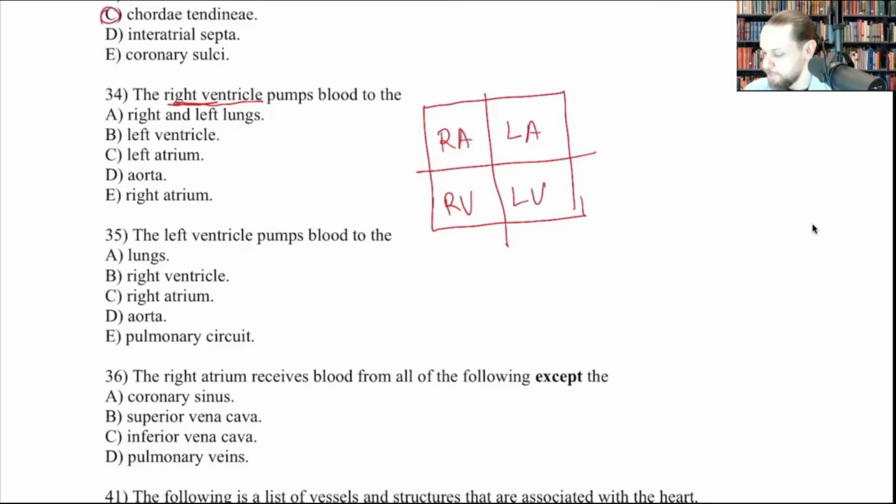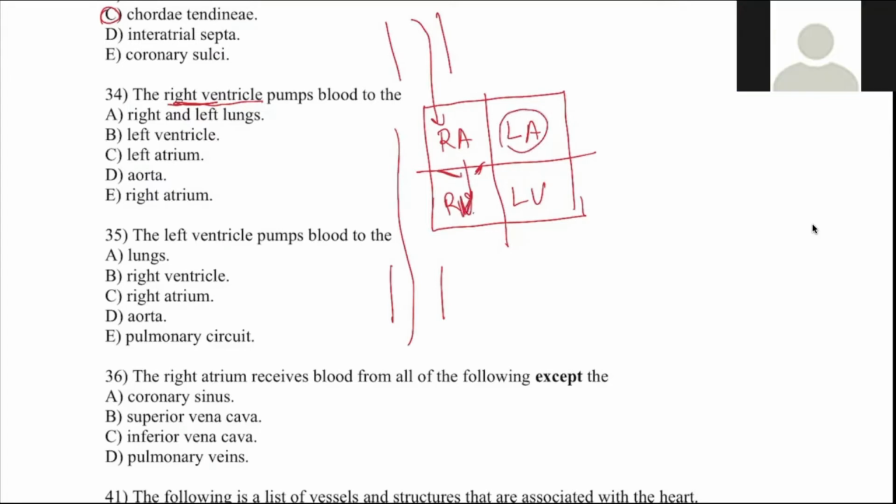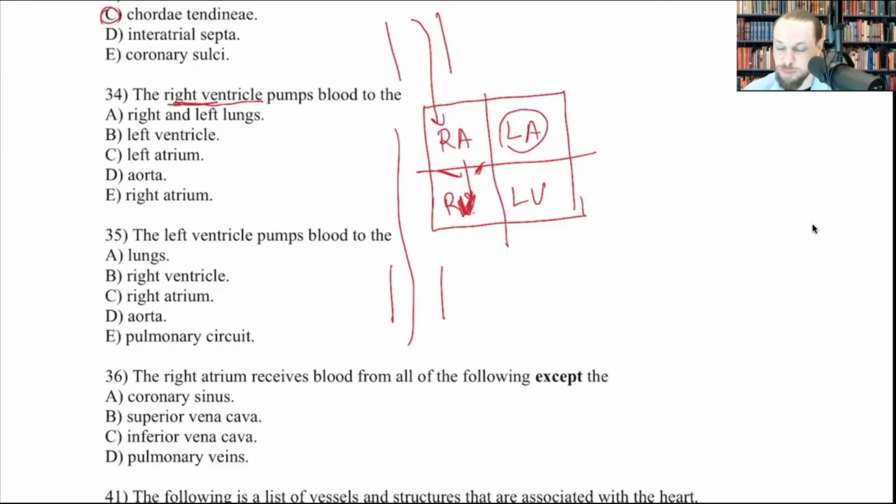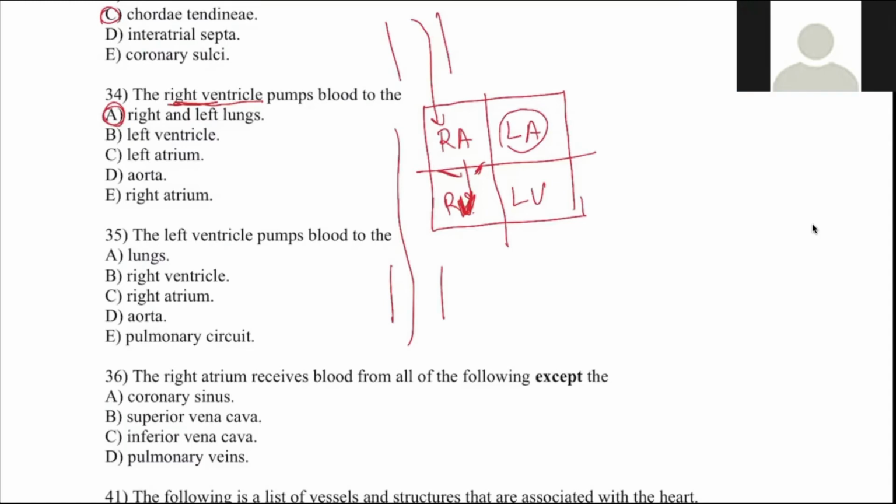So from the inferior and superior vena cava, when the blood comes in, it first comes into the right atria. Then there is a valve here, the tricuspid valve. Blood goes into the right ventricle. Before the blood can go into the left atrium, blood has to go where? The pulmonary artery. So basically, it's going to go to the right and left lung. Okay. So be careful in questions like this.